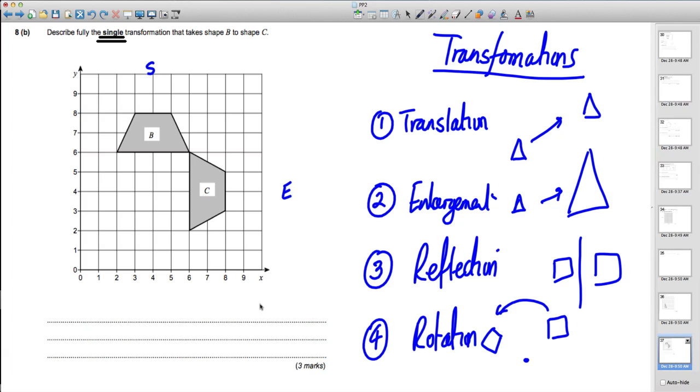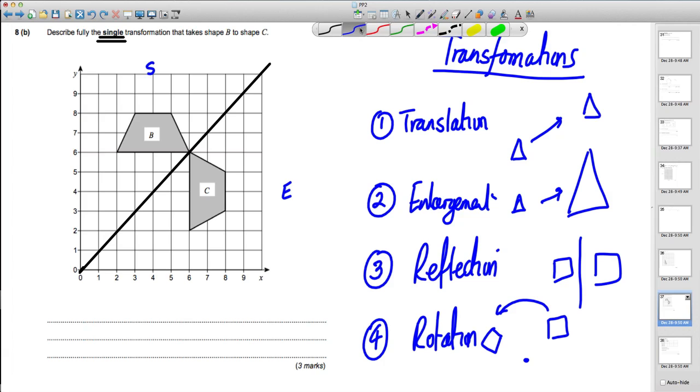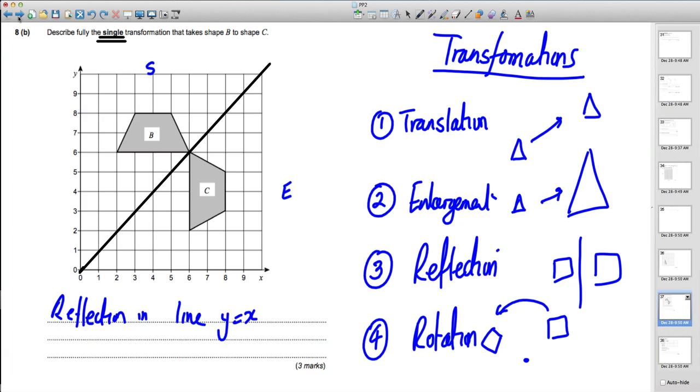Now, from these, clearly it's either a reflection or a rotation, because is it some form of twist or is it some form of reflection? Now, hopefully you could see, if I drew that line there, the line y equals x, and you just look at it sideways on, you can clearly see that we've got here a reflection in the line y equals x, and we're done.